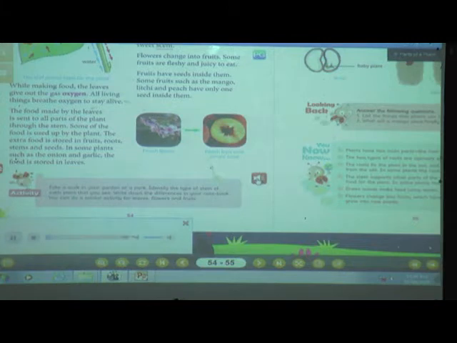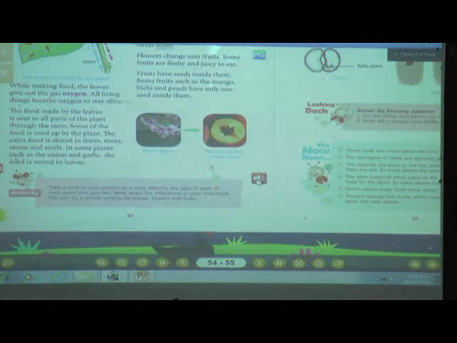Activity. Take a walk in your garden or a park. Identify the type of stem of each plant that you see. Write down the differences in your notebook. You can do a similar activity for leaves, flowers and fruits. Okay, understood everyone? What is the activity?